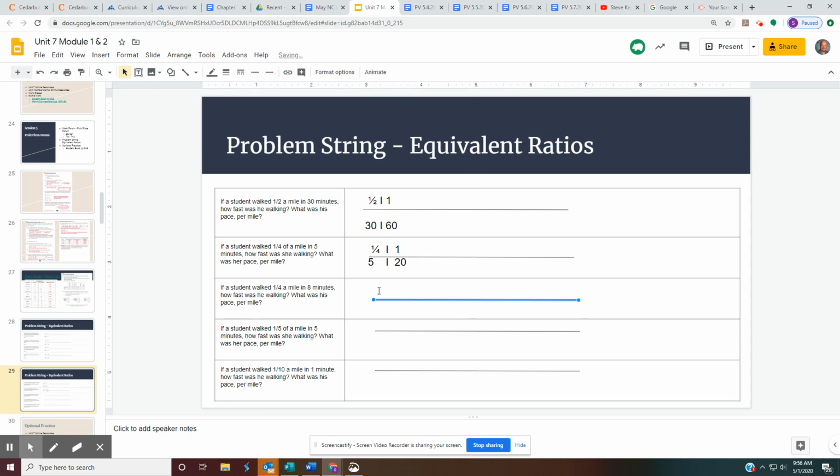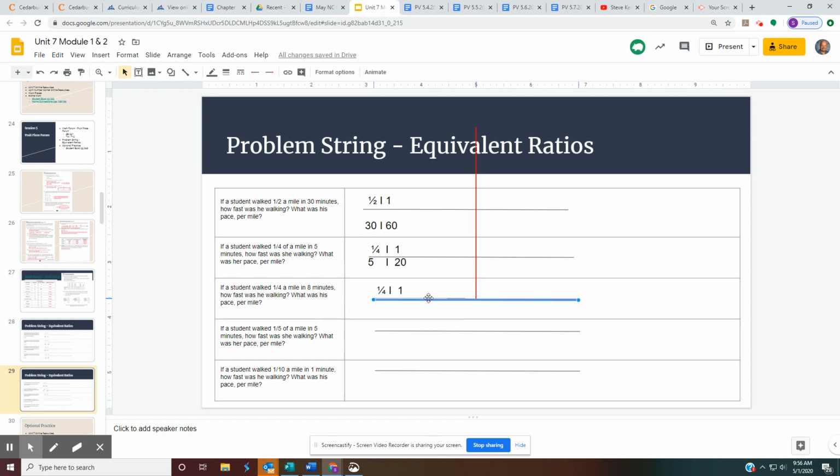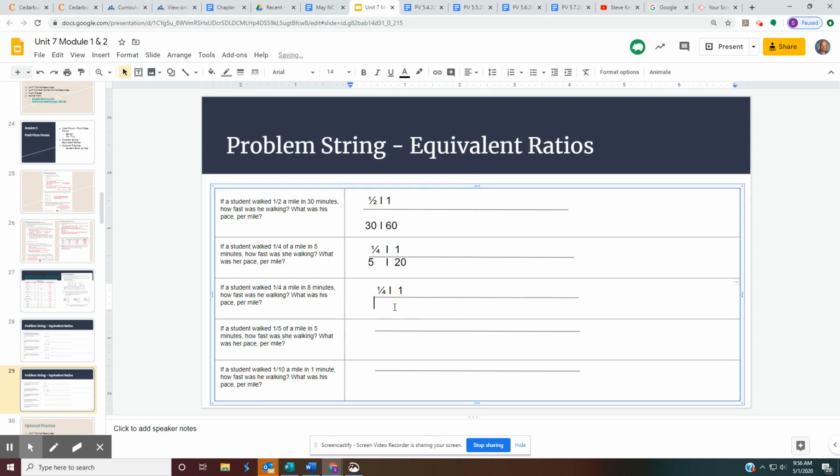All right, so let's go ahead and switch over to our next one. It says if a student walked 1/4 of a mile in 8 minutes, how fast was he walking per mile? Well, we know that when we multiply 1/4 of a mile by 4, we get 1, right? So we have to multiply our bottom number, 8, by 4, and we get 32. So it takes us 32 minutes to walk 1 mile.